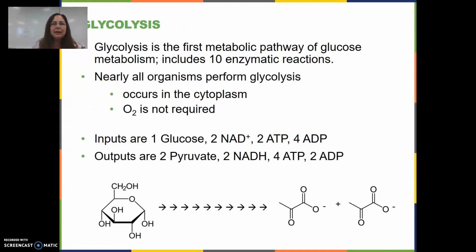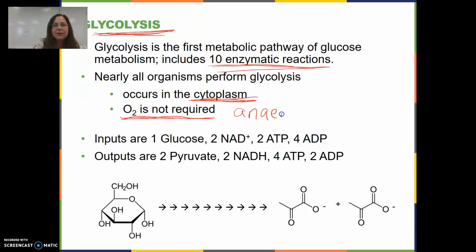But we're going to start with glycolysis, and glycolysis can be scary. If you don't understand that, I don't require you to know it like you would have to if you were taking a biochemistry class or organic chemistry class. I don't require you to know and memorize the 10 different reactions that occur in glycolysis. But I do require that you know where it occurs. It occurs in the cytoplasm of the cell. And I do require that you know that oxygen is not required in this pathway. So we call that anaerobic when oxygen is not required.